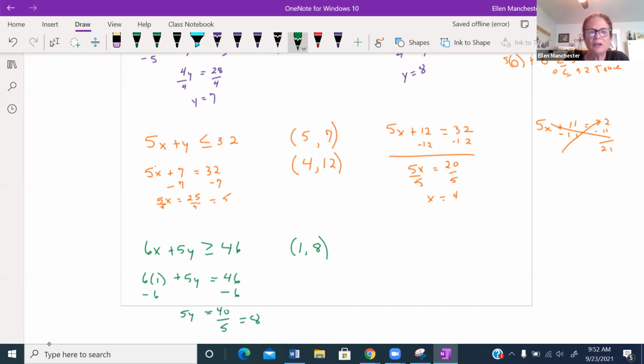If I had picked 2, right? So I'll do this. If I randomly pick 2, okay, so 6 times 2 plus 5y equals 46. So this is 12. If I subtract 12 off, you can see 46 minus 12 is 34. 5 will not go into 34 evenly, right? So 2 is not a good choice. Okay, so you try again. And that's okay. You have time. That's why you start early in the week.